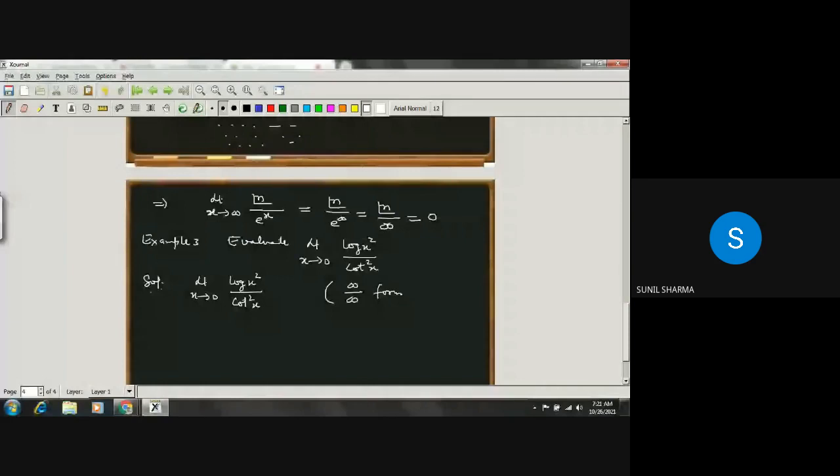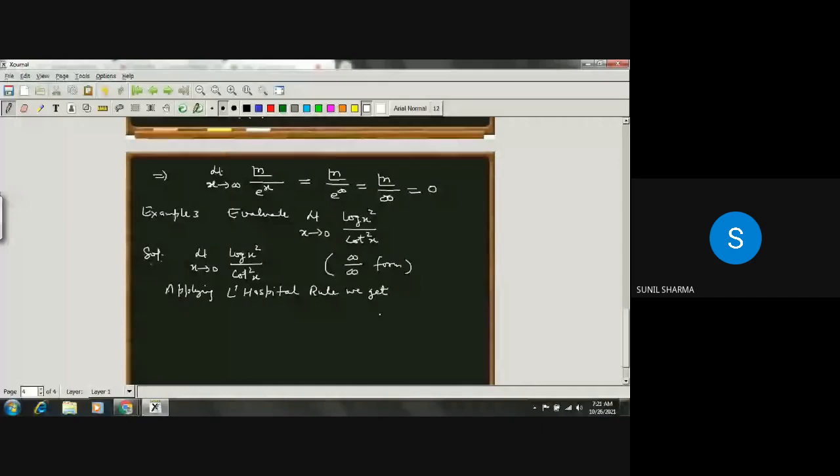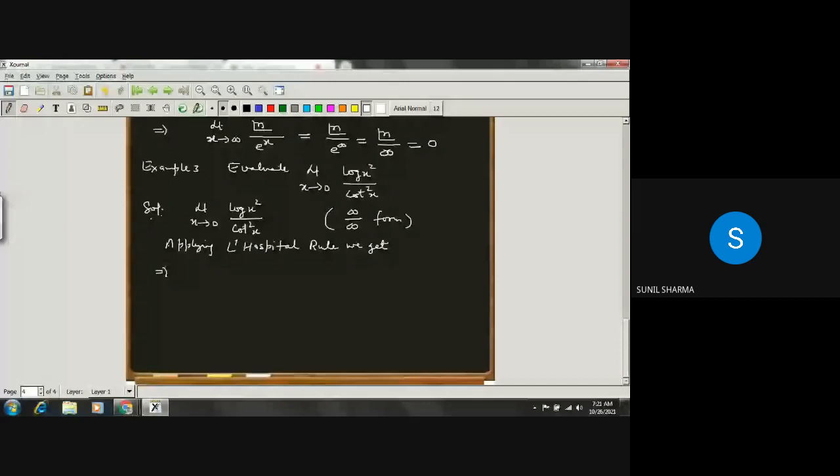So applying L'Hopital rule, we get, yes. What is the next step? Can someone tell me what is the next step? Log x square upon cot square x. Differentiate this. Sir, 2 upon x. 2x upon x square. Yes.